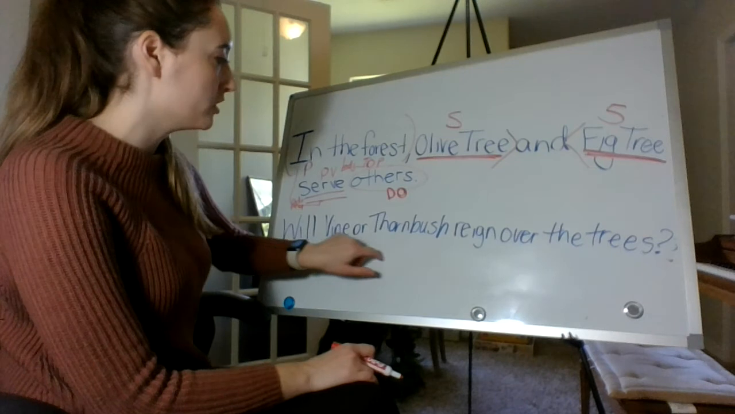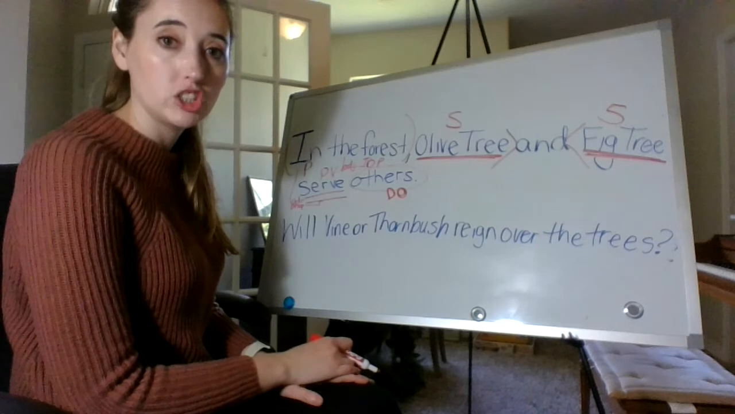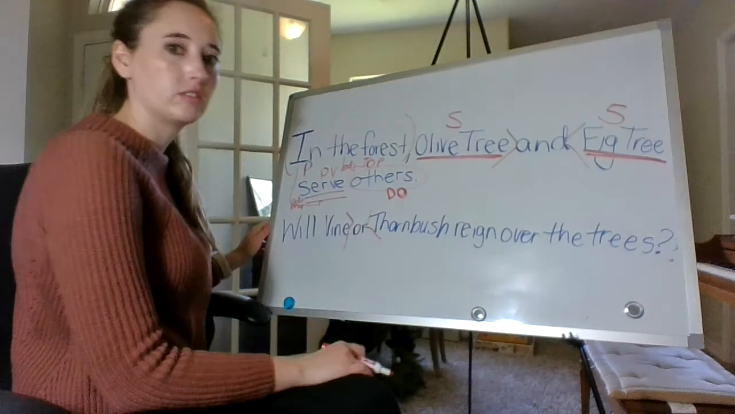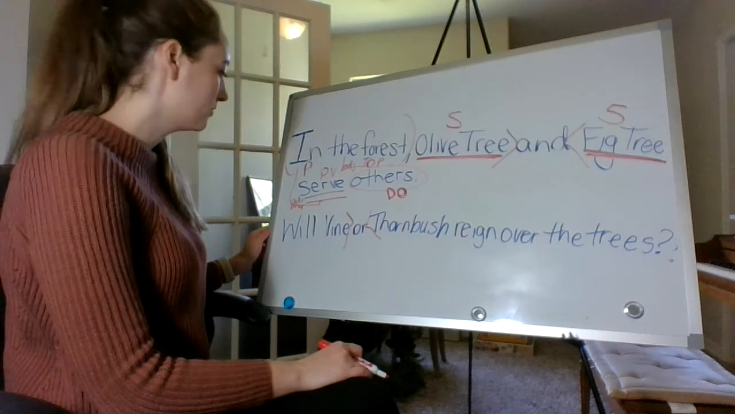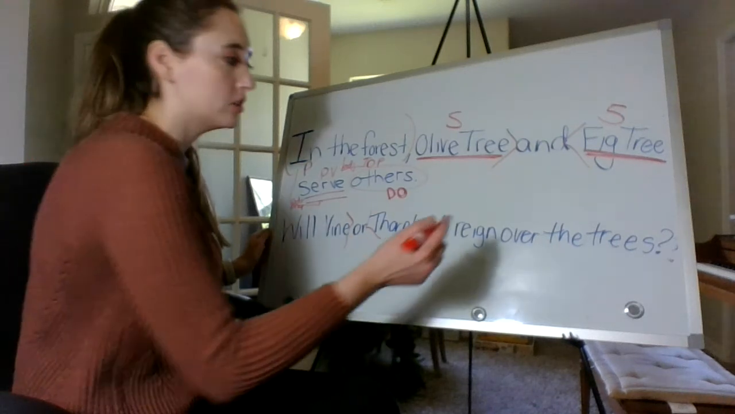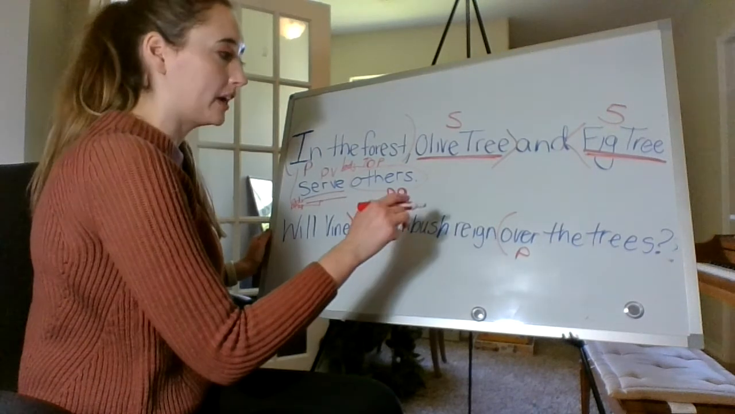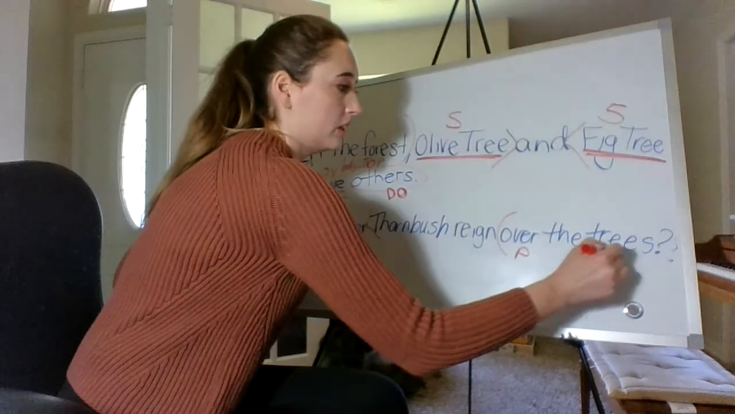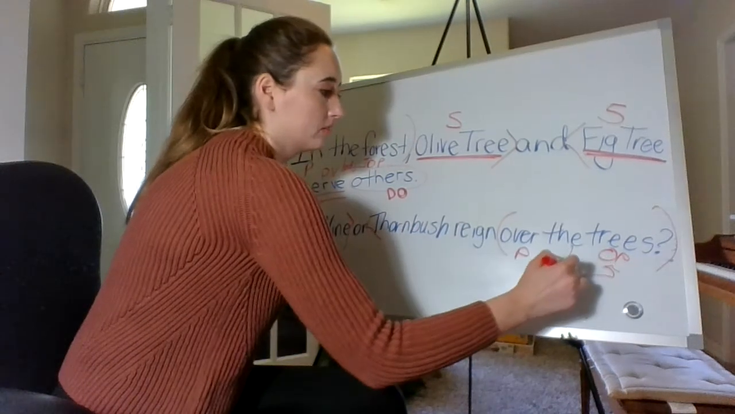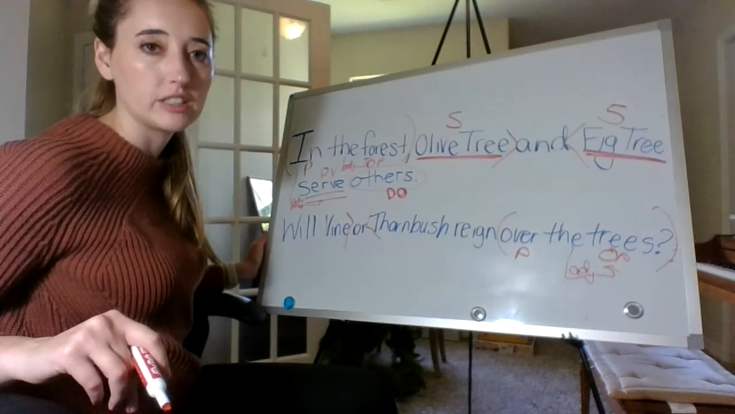Will Vine or Thorn Bush reign over the trees? Start off by finding any conjunctions. Do you see any? Or is a conjunction. Do you have any prepositional phrases? Will Vine or Thorn Bush reign over the trees? Over is one of our prepositions. It says, will Vine or Thorn Bush reign over what? Trees. Trees is the object of the preposition. The is an adjective.